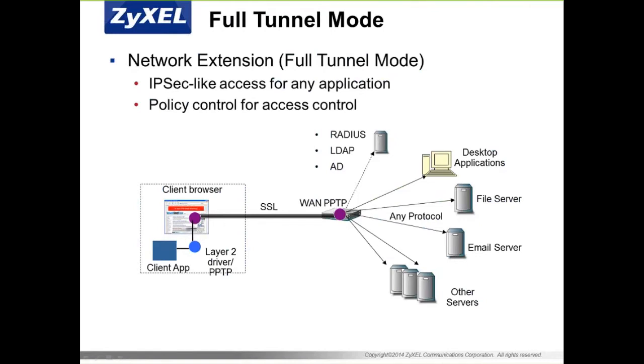And 2. Policy control rules for access control. By default, the firewall will not block any traffic from a remote client running in network extension, network access mode. However, the administrator can create additional firewall policies to manage remote client access.